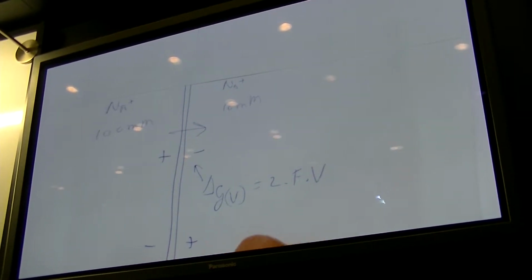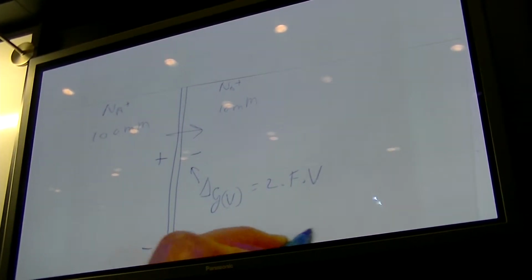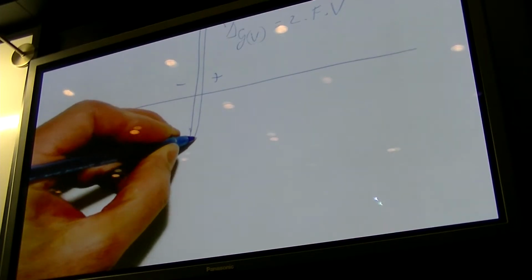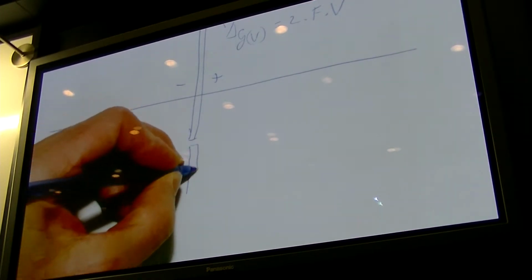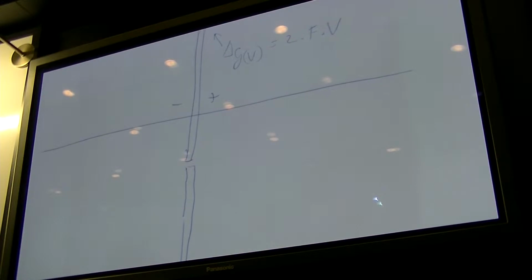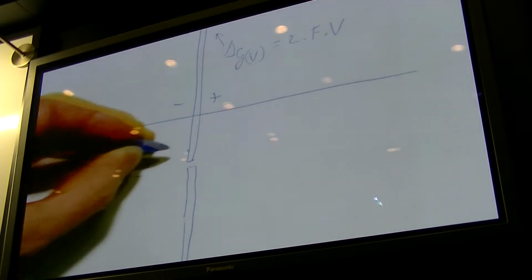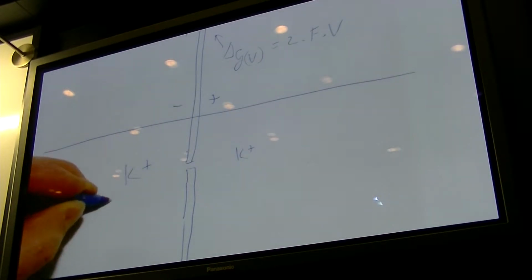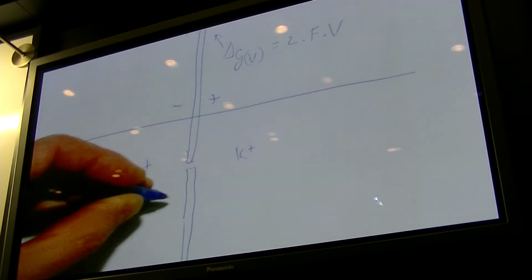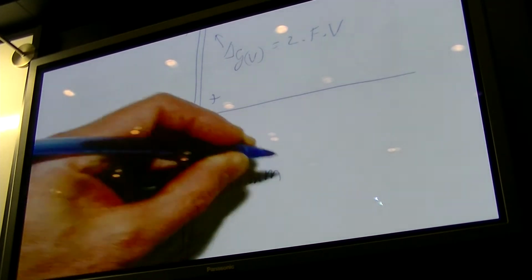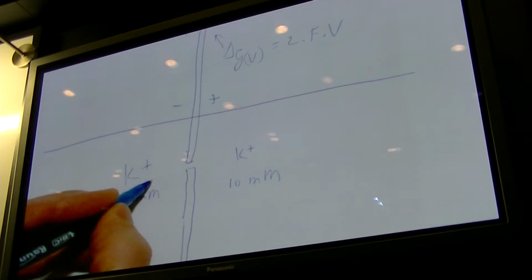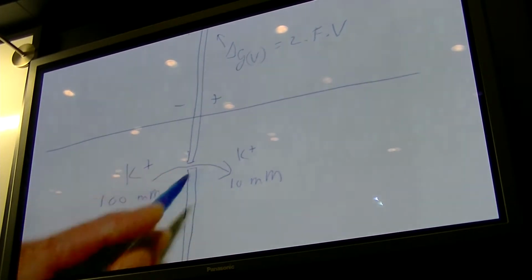Now that's a special case where this example actually matters. It's very realistic for animal cells, where we have a channel in a membrane and we have potassium at 2 concentrations across the membrane. Let's just say we have 100 millimolar on one side and 10 millimolar on the other side. And we all know that potassium wants to flow down gradient, in this case to our right.